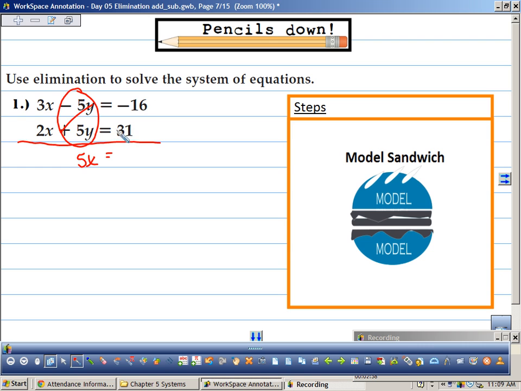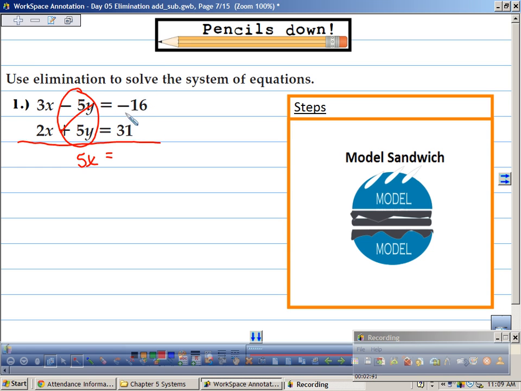31 minus 16. 31 is about half, right? So 31 minus 16 is 15. So 5 x's equals 15. So how much would 1x equal? 3. So now, just like we were doing that number talk in the very beginning, where we had 2 numbers and they added to 6, and I told you, well, what if one of the numbers was 4? Would you know the other number?